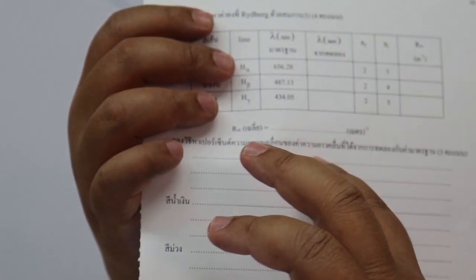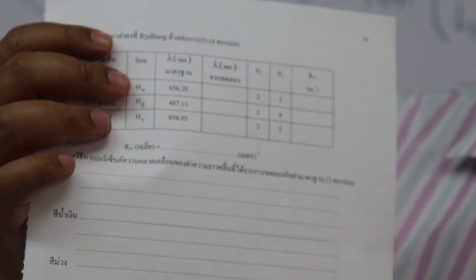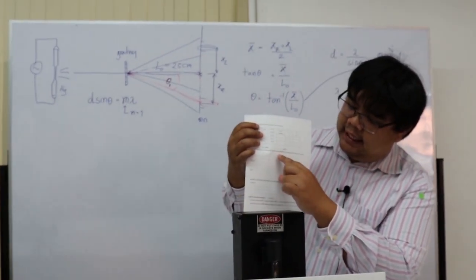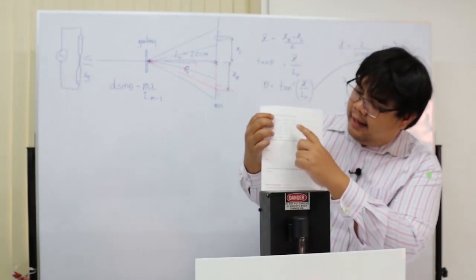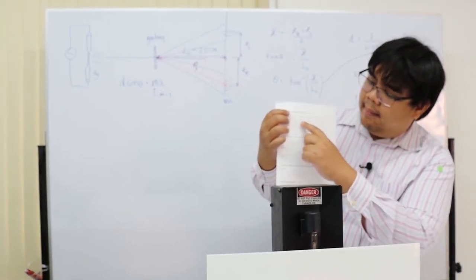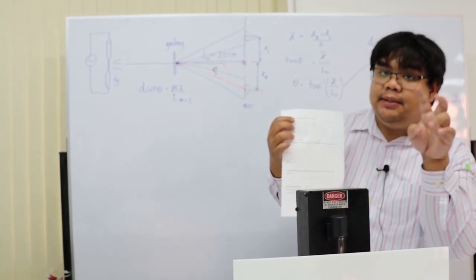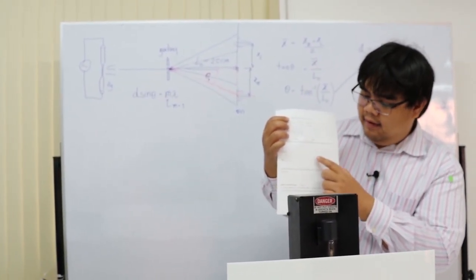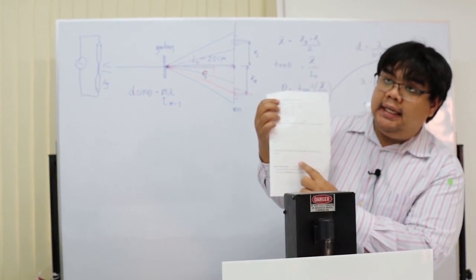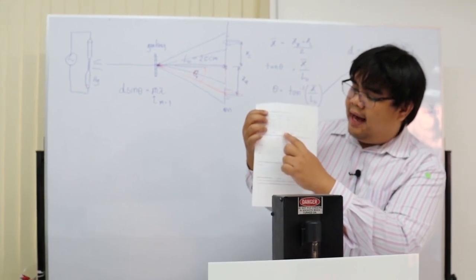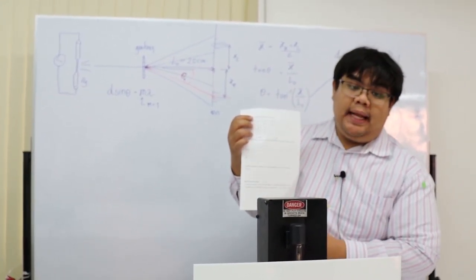This part asks you to calculate the percent error of your lambda. So you calculate lambda theory minus lambda experiment over lambda theory, take the absolute value, and multiply by 100. And this is the same, but calculated for R infinity. R infinity theory is in your lab manual.